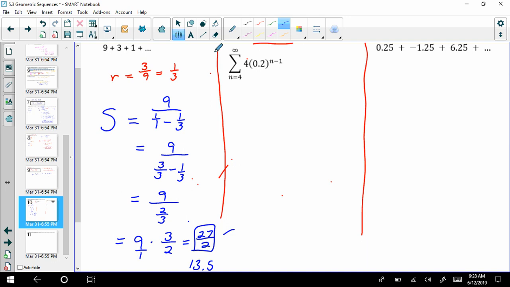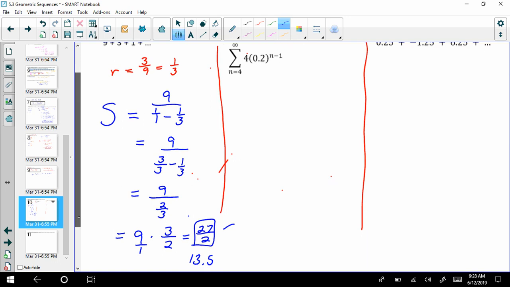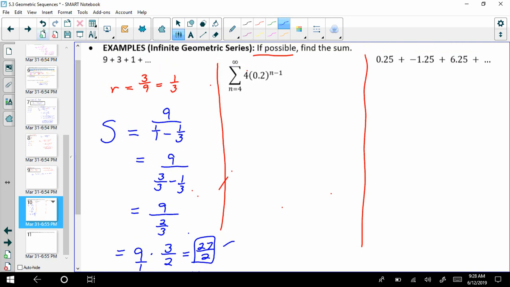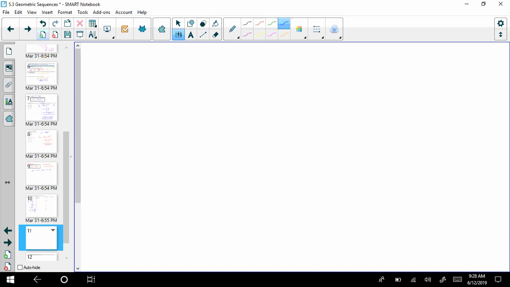Why does that make sense? Well, think about it like this. If I wrote, let's actually do 3/10. If I wrote that as a decimal, that's 0.3.